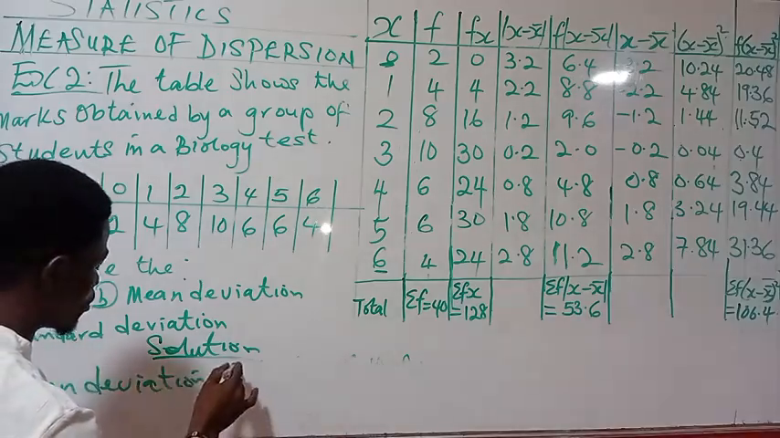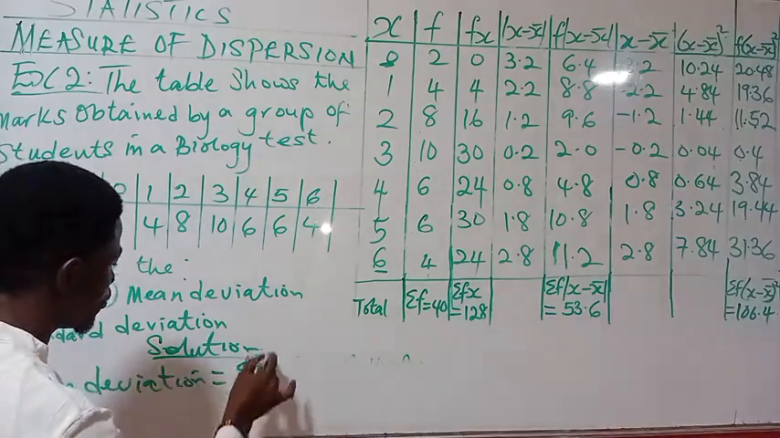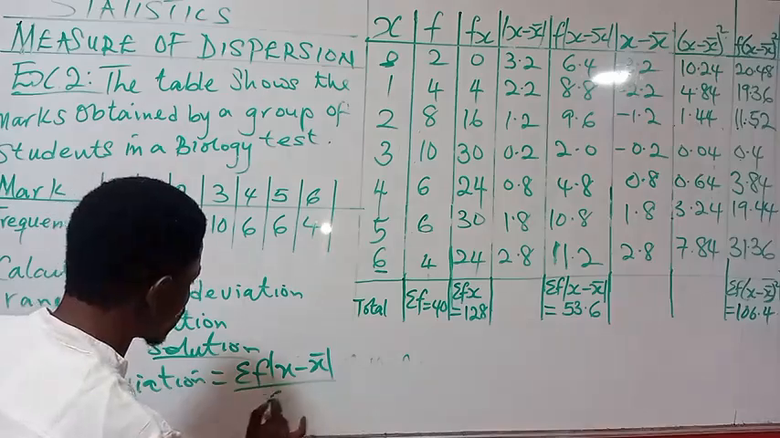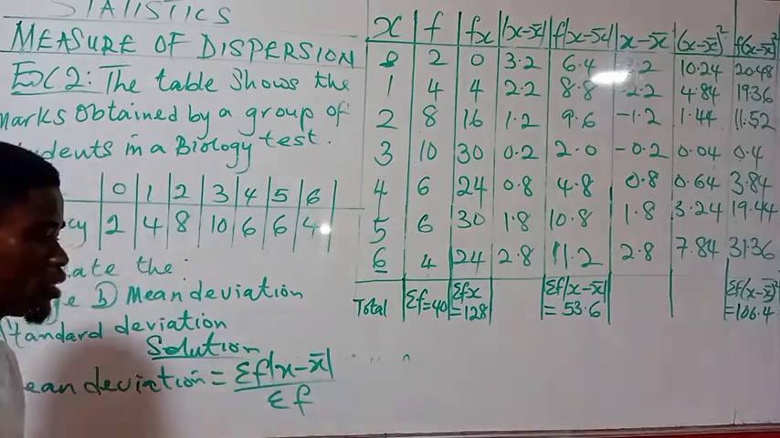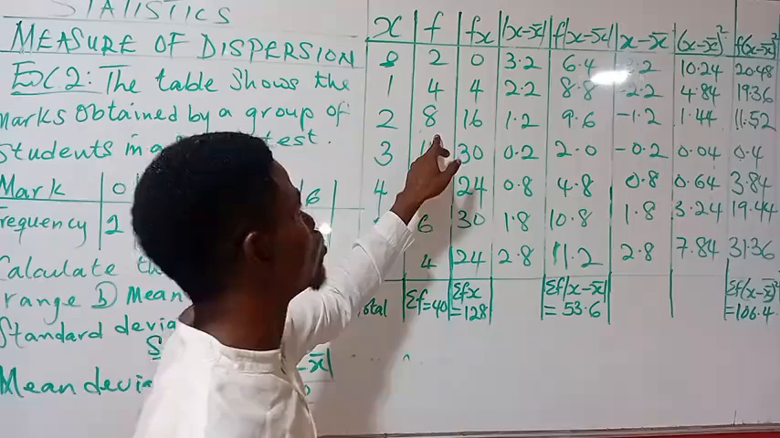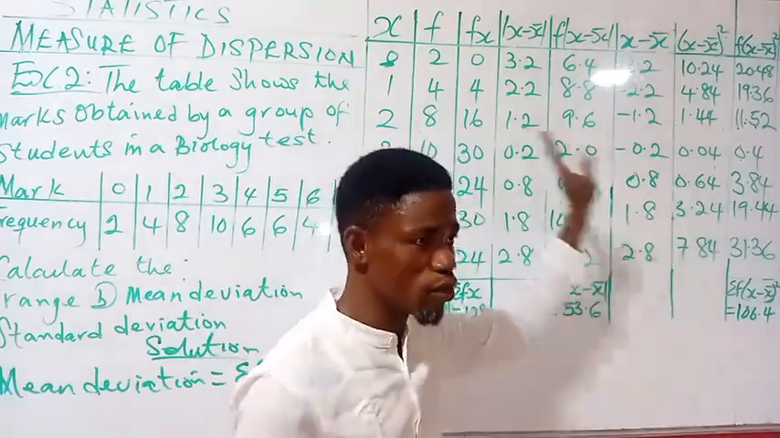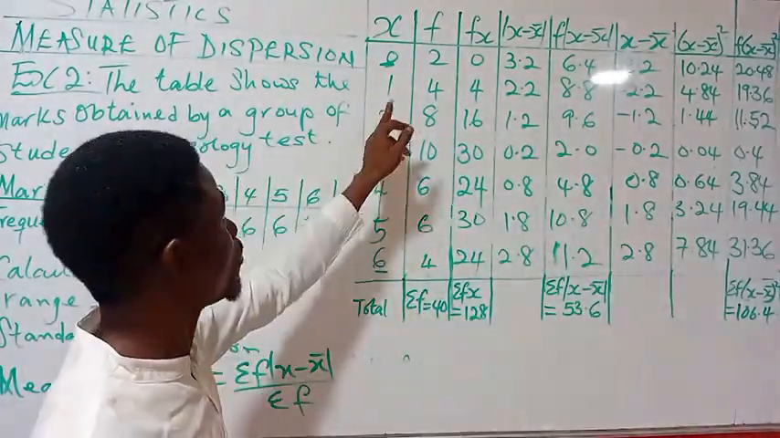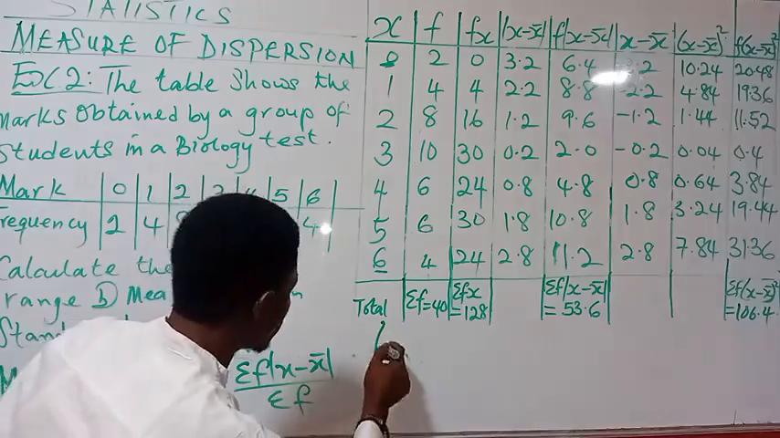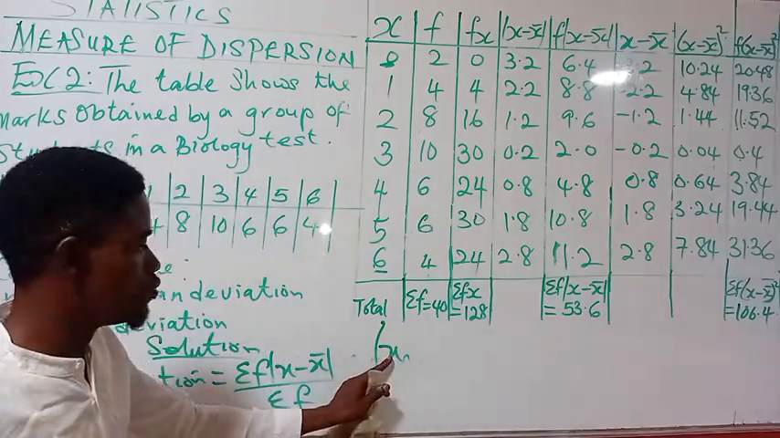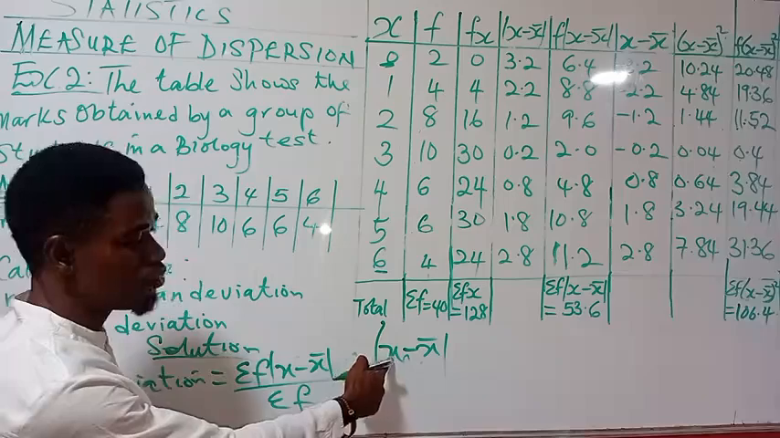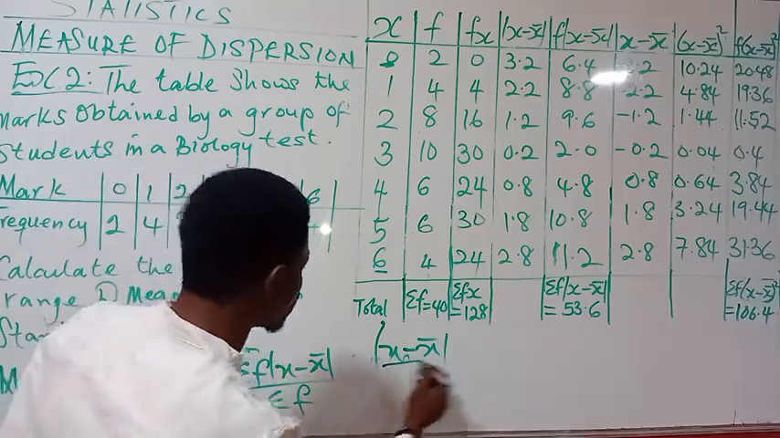Mean deviation is the summation of f times the absolute value of x minus x bar, over the summation of f. So this is the formula to calculate the mean deviation. Let's say we only have columns x and f. We need to generate the absolute difference of each value of x minus x bar.